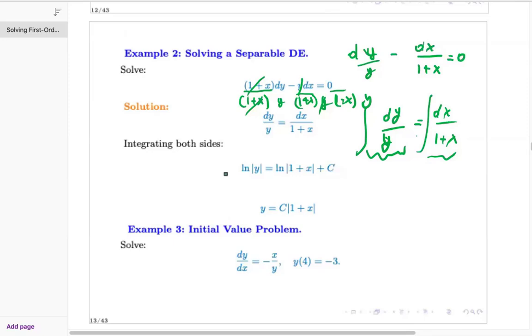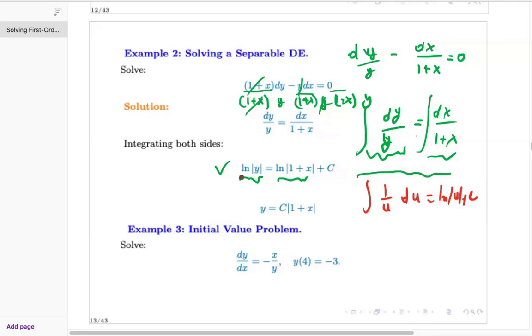We get the following expression because the integral of 1 over y is the natural log modulus of y. Also, the integral of 1 over 1 plus x is the natural log modulus of 1 plus x. We can recall the rule: in general, the integral of 1 over u du equals the natural log modulus of u plus a constant.